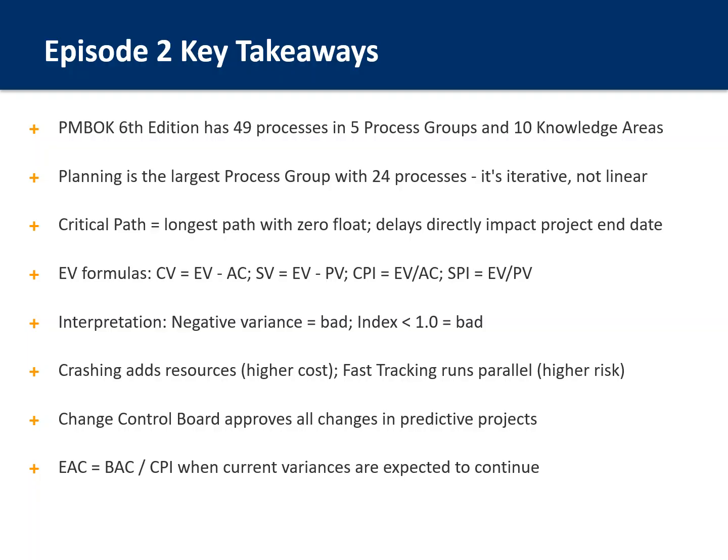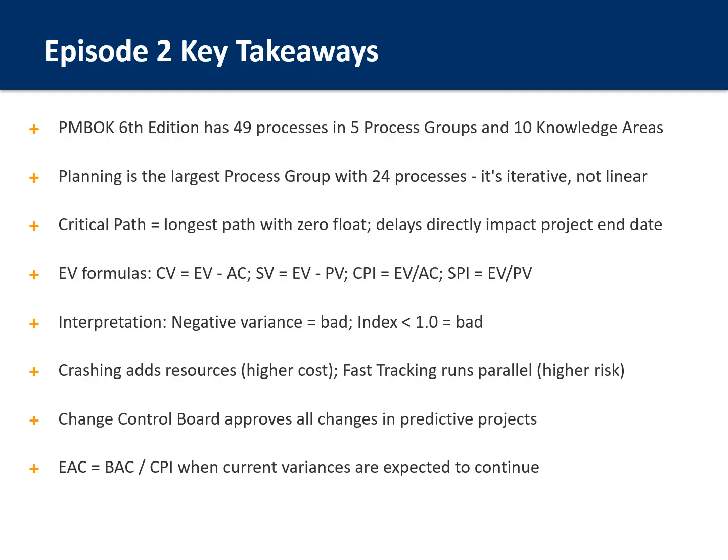Let's review the key takeaways from Episode 2. The PMBOK 6th edition contains 49 processes organized into 5 process groups and 10 knowledge areas. Planning is the largest process group with 24 processes, and it is iterative, not linear. The critical path is the longest path with 0 float, and delays directly impact the project end date. For earned value management, remember that EV always comes first.